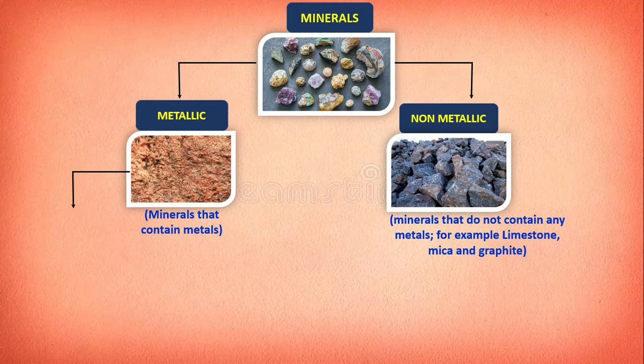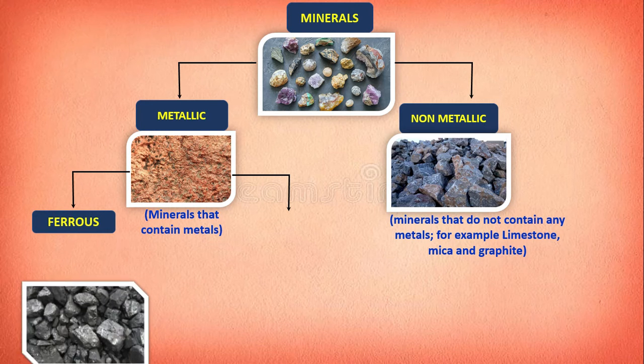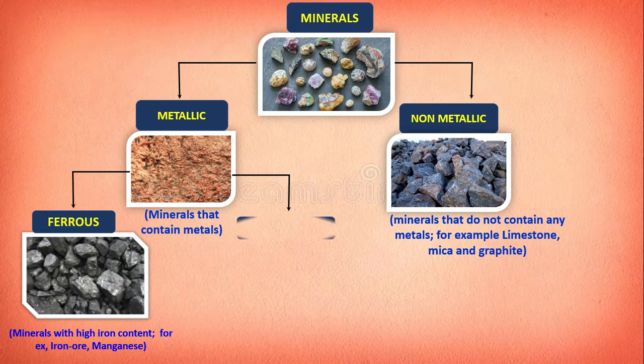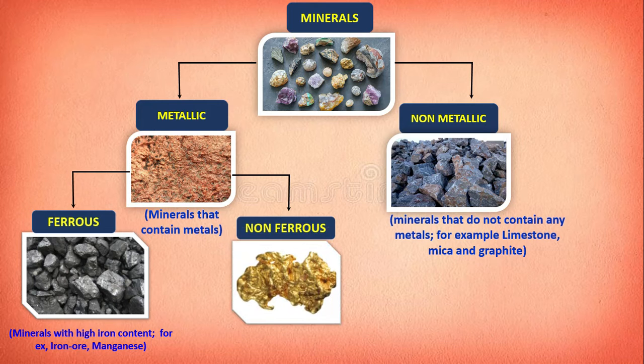And again, the metallic minerals are also classified into two types, the first type is the ferrous, and the second type is the non-ferrous, right? In the ferrous, minerals with a high iron content, for example iron ore, manganese. And in the non-ferrous, minerals that do not contain iron, for example copper, gold, and silver.